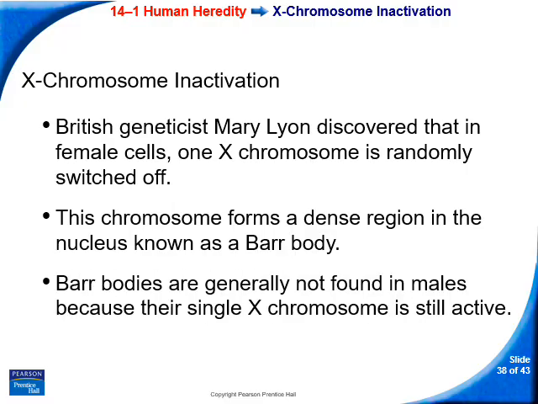Barr bodies are generally not found in males because they have only one X chromosome, and therefore there's no way of switching off the X chromosome in males. They're always switched on because they have only one X.